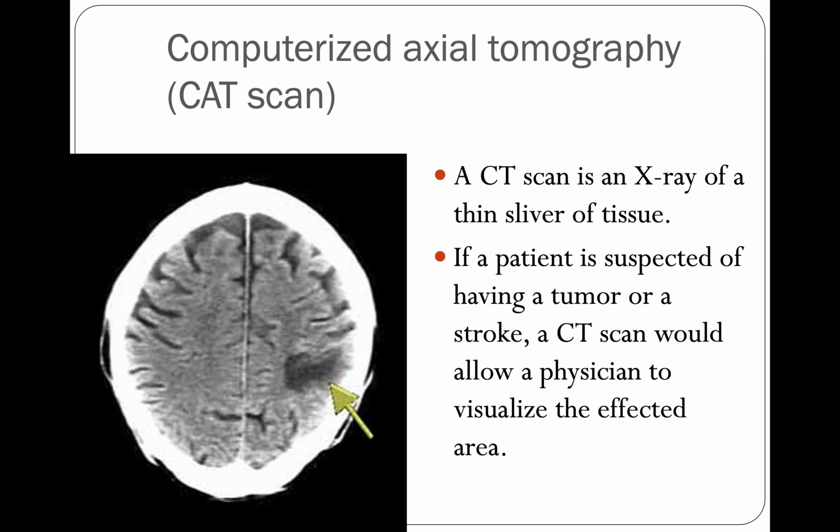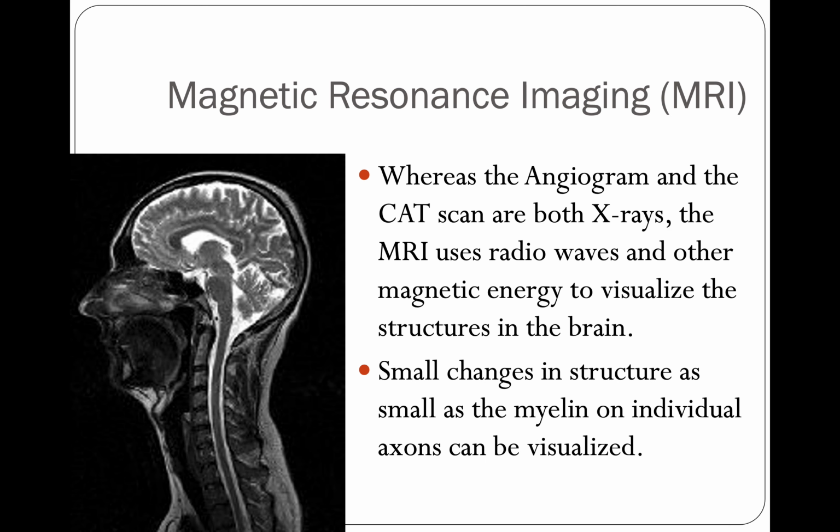A CT scan is an X-ray of a thin sliver of tissue. If a patient is suspected of having a tumor or a stroke, a CT scan would allow the physician to visualize the affected area, and that's what we have right here. That is not a tumor, that's a stroke. That's a hemorrhage. It's not a clot, it's a hemorrhage.